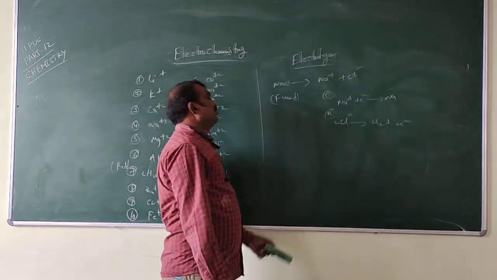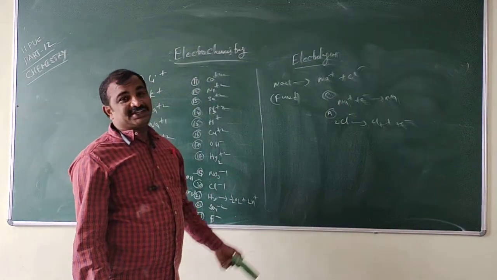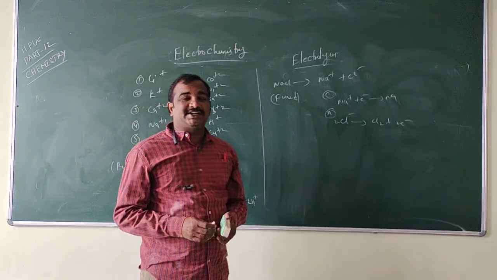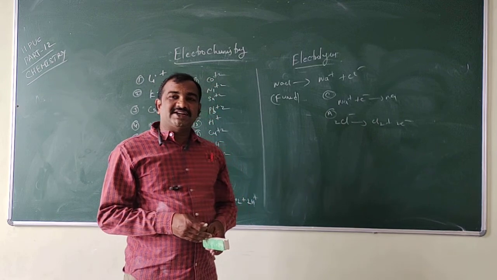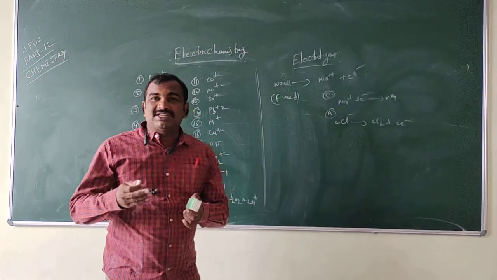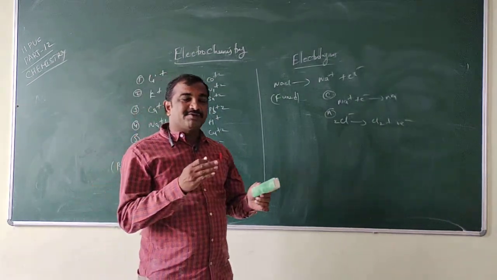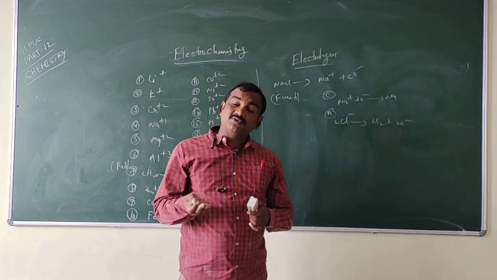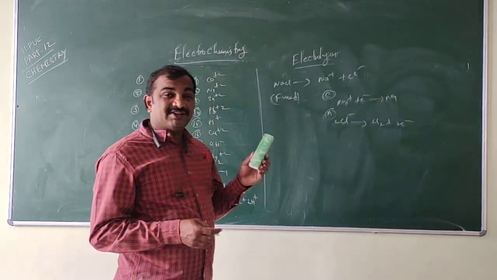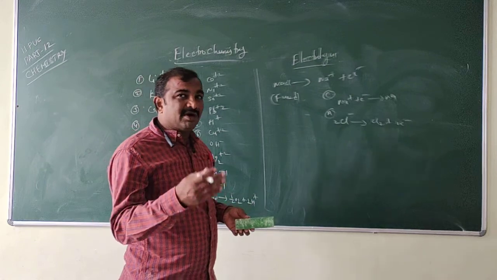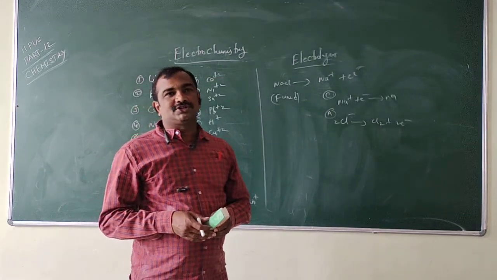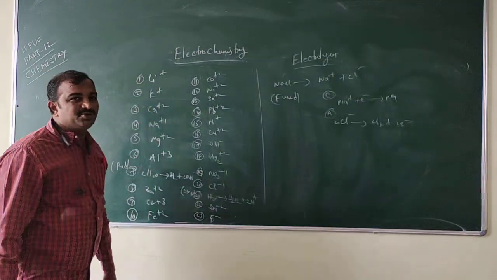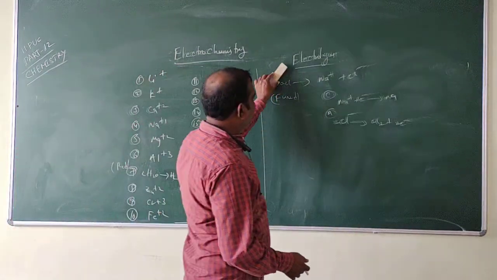But if it is fused NaCl, there is no water content. Suppose water is added. What happened? Aqueous NaCl. If water is added, fused NaCl becomes aqueous. So in aqueous NaCl, what is formed at cathode and what is formed at anode, that you have to calculate by using this series.